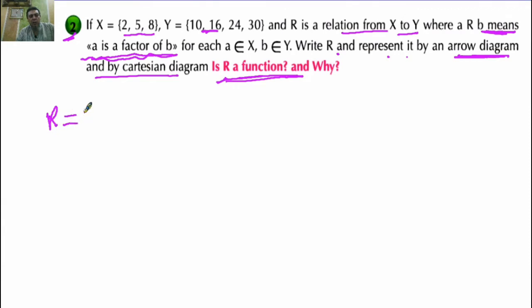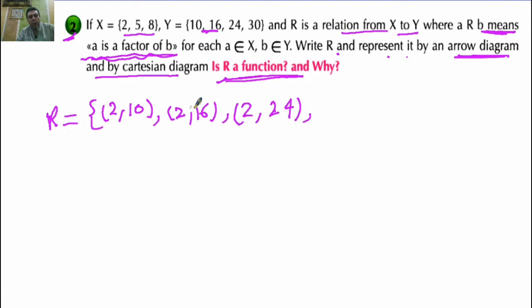The relation: 2 is a factor of 10, because 10 is divisible by 2, and also 2 is a factor of 16, because 16 is divisible by 2, and 2 is a factor of 24, because 24 is divisible by 2. 2 is a factor of 30, because 30 is divisible by 2. The second element: 5 is a factor of 10, because 10 is divisible by 5.